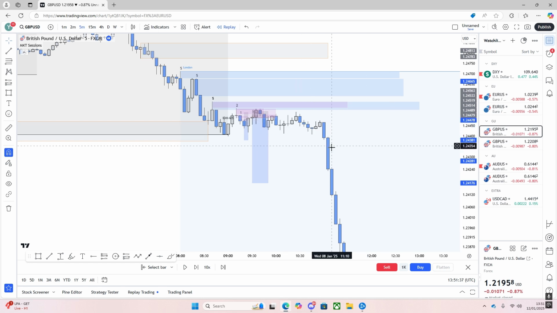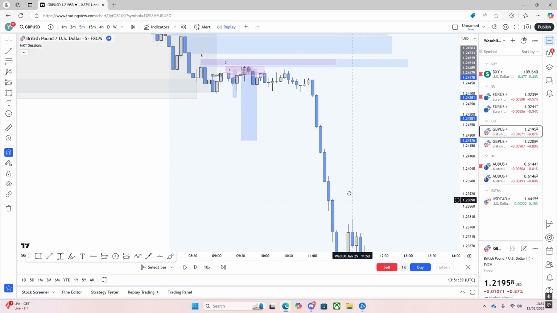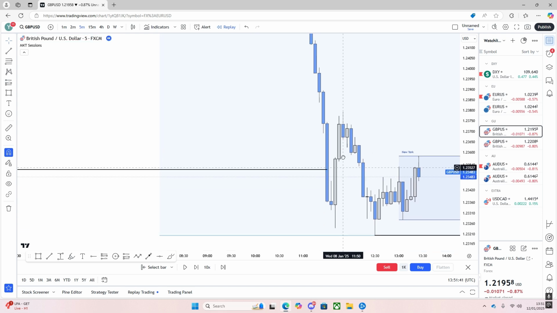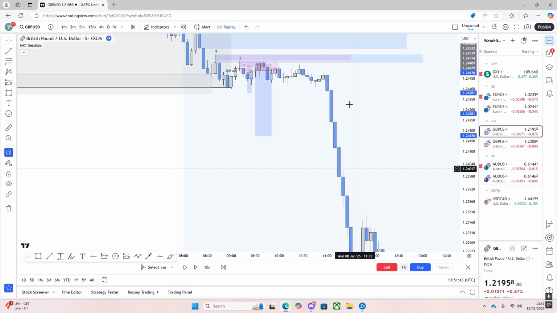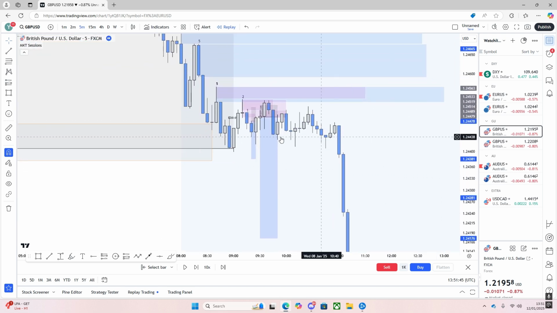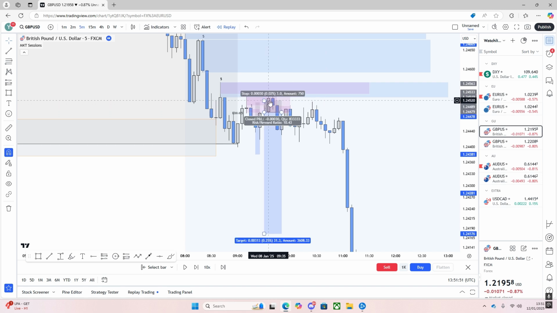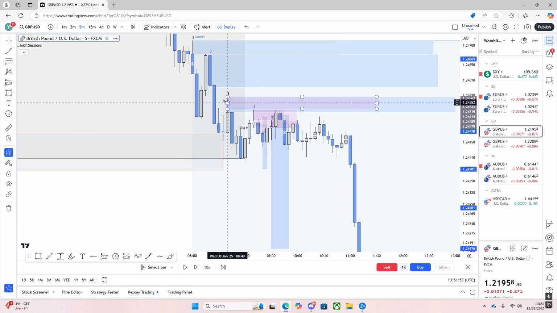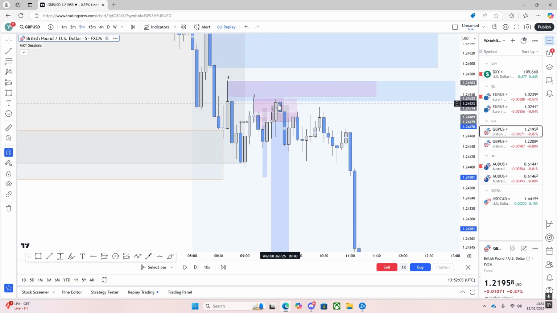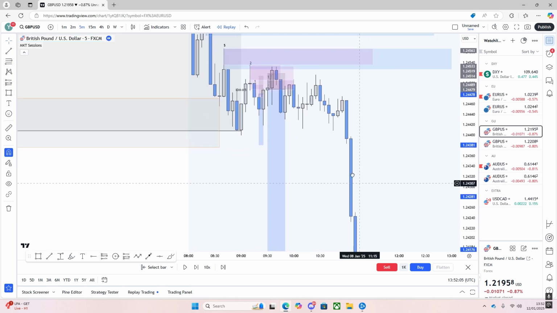Look at this big drop, and it just keeps going down and down and down all the way to here. And guess where I entered? Right here and right here where the short tools are. Look how unlucky that is. I used this M5 wick POI, the first one, instead of this one, because I knew price action was heavily bearish. And look at this, it takes me out just by a bit and then drops.